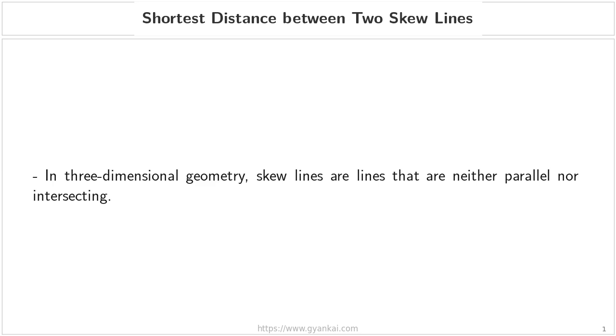Welcome, everyone. Today we are going to explore a very interesting concept in three-dimensional geometry, the shortest distance between two skew lines. To start, let's define what we mean by skew lines. In a 2D plane, lines are either parallel or they eventually cross each other. However, once we move into 3D space, we encounter a third possibility. Skew lines are lines that are neither parallel nor intersecting.